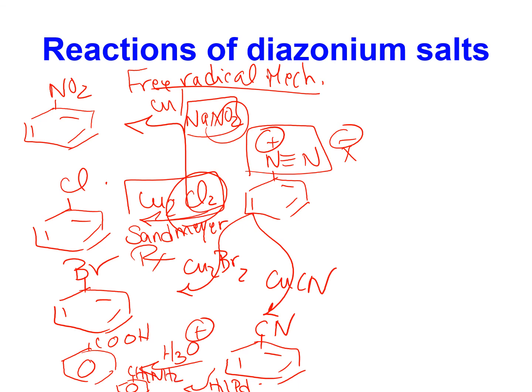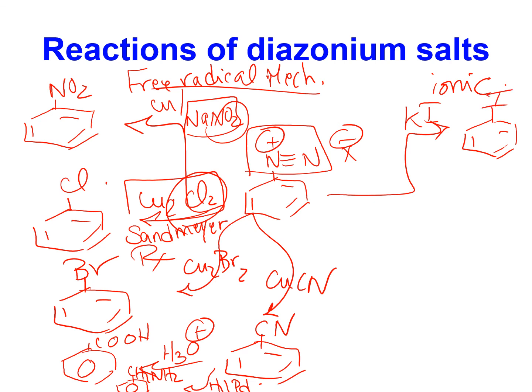They have another type of mechanism, which is the ionic mechanism. You can react them by ionic mechanism with something like potassium iodide. In this case, you will replace the azo part by the iodo group. Iodo is the only halogen that will require the ionic mechanism, and you add potassium iodide to the diazonium salt to add the iodo group.